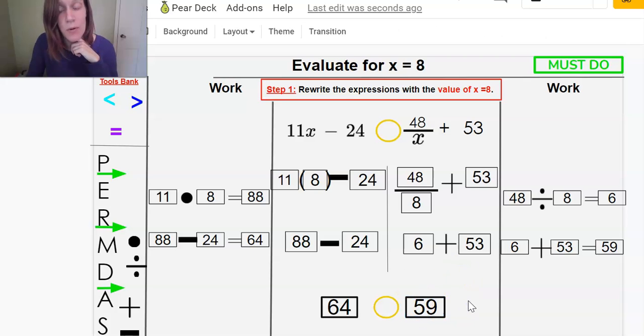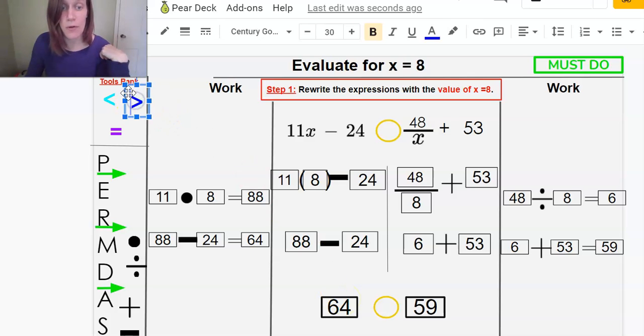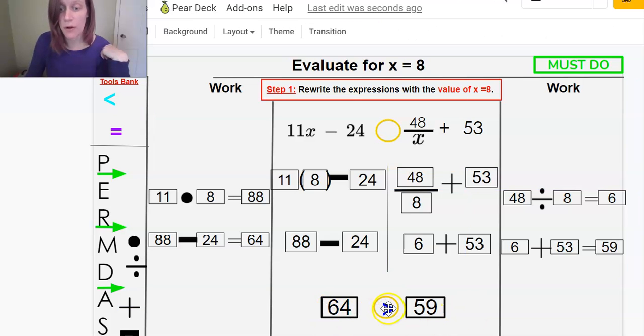So now, remember that when we are solving inequalities, when we are putting our symbol in the middle, we always read from left to right. It helps a lot to read it out loud. So I'm saying to myself, 64 is what to 59? Well, 64 is bigger than 59. That means 64 is greater than 59. So I'm going to grab my greater than symbol and put it right there. 64 is greater than 59.